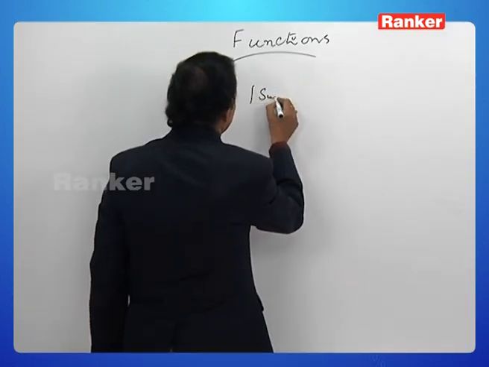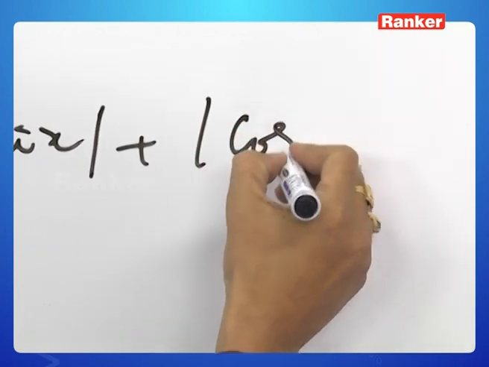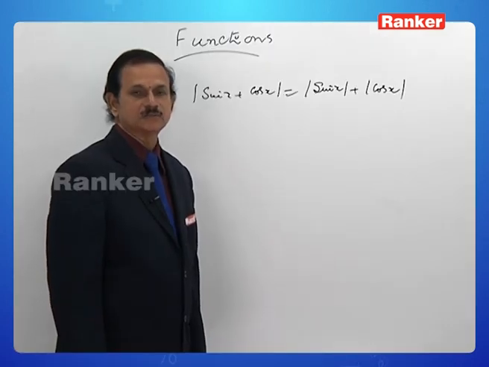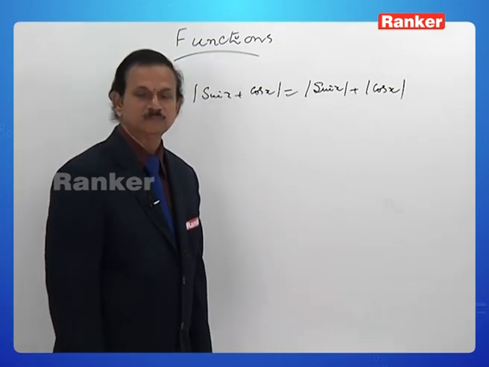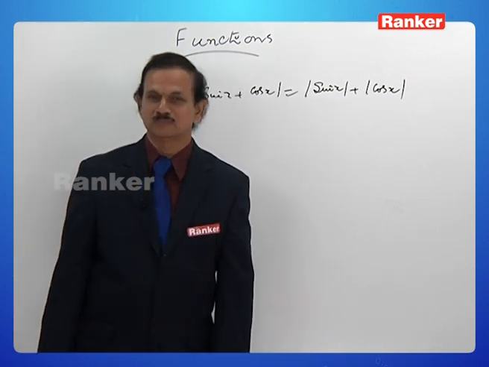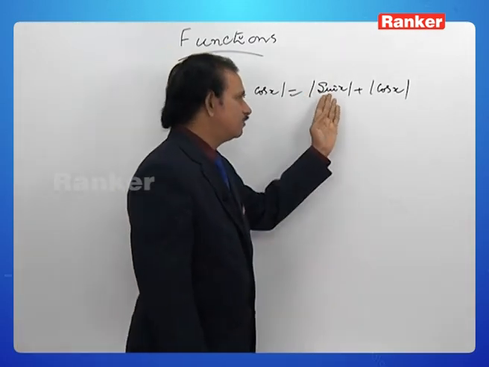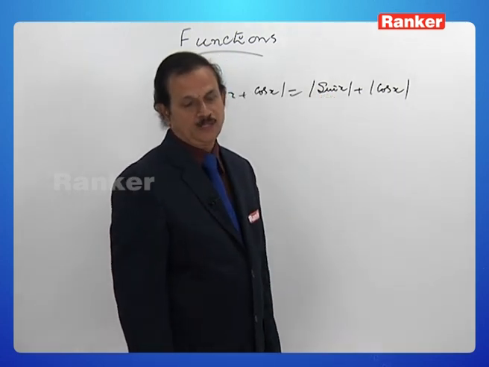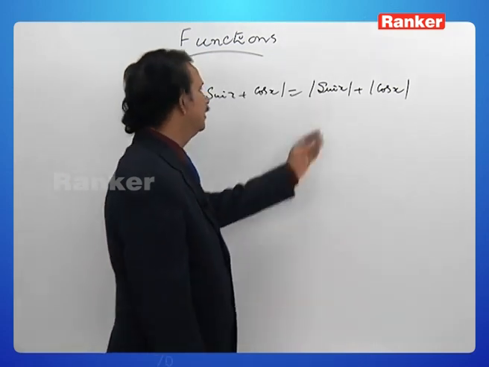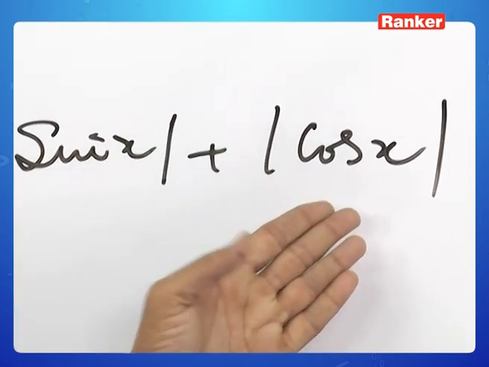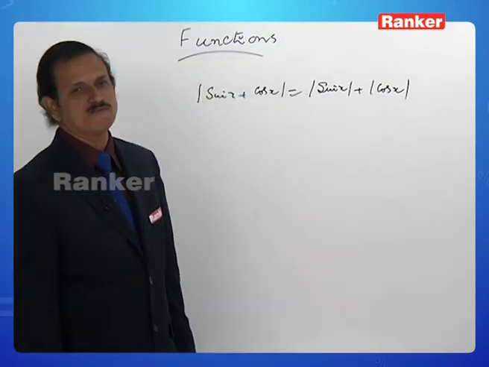The condition given is mod of sin x plus cos x is equal to mod sin x plus mod cos x. We can easily recognize that this happens when and only when both sin x and cos x are of the same sign, or at least one of them becomes 0. If both are positive, sin x plus cos x is positive, so mod of sin x plus cos x is sin x plus cos x. Sin x is positive, mod sin x is sin x, mod cos x is cos x. If both are negative, then sin x plus cos x is negative, and mod of this is minus sin x minus cos x. Similarly, sin x is negative, mod sin x is minus sin x, mod cos x is minus cos x, as both are negative. In that case, it happens. And it can happen when either of them becomes 0 also.